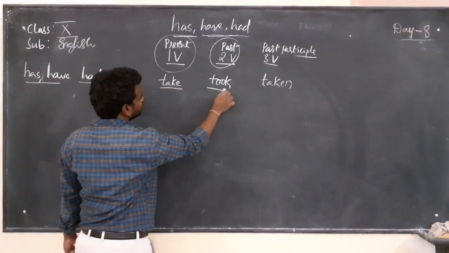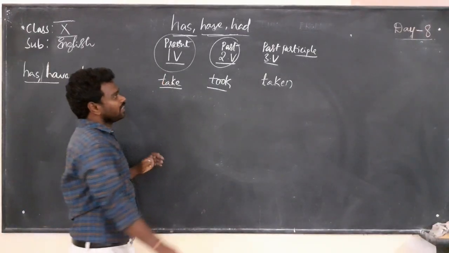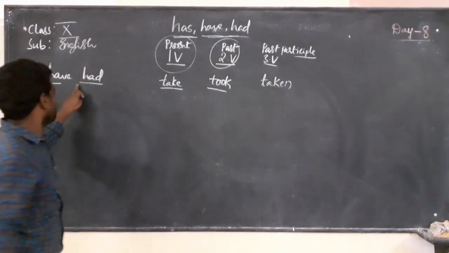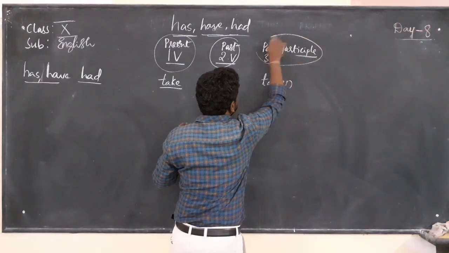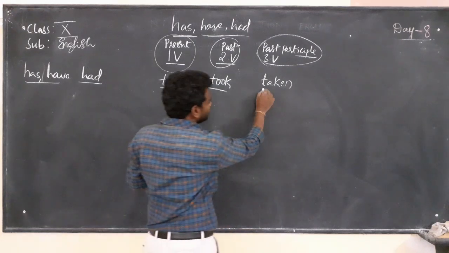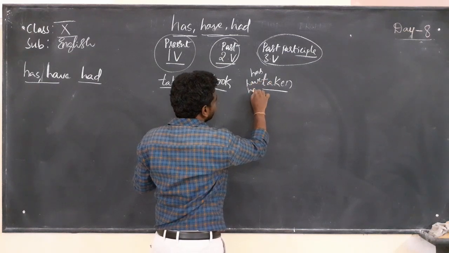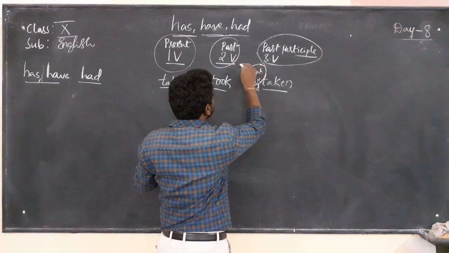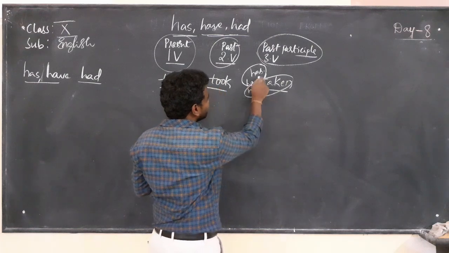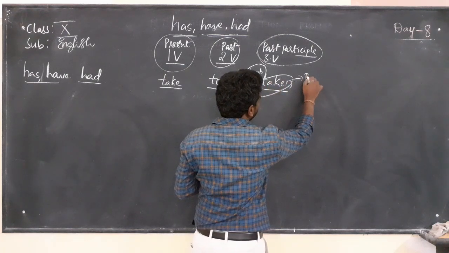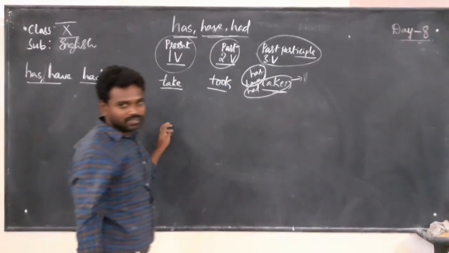So do, does, did always go with present and past tenses. And has, have, had always go with the past participle, I mean the third form of a verb. For example, taken. We use has taken, have taken, had taken. So has and have are used in the present perfect tense, and had comes in the past perfect. When do we use has or have taken? Present perfect. So we use has, have, had in perfective tenses.